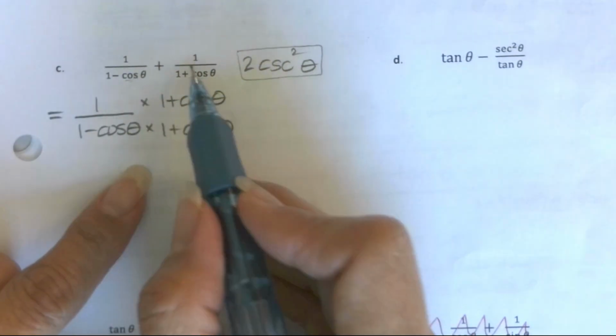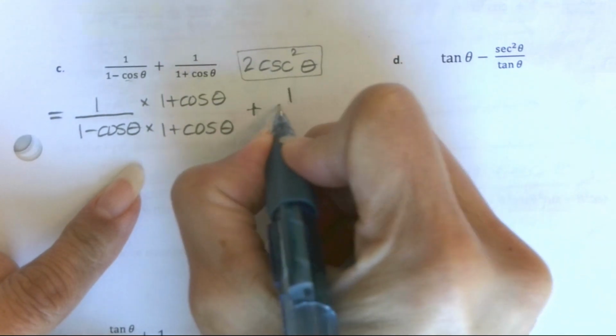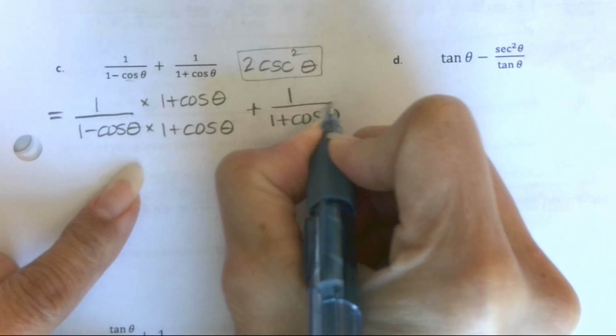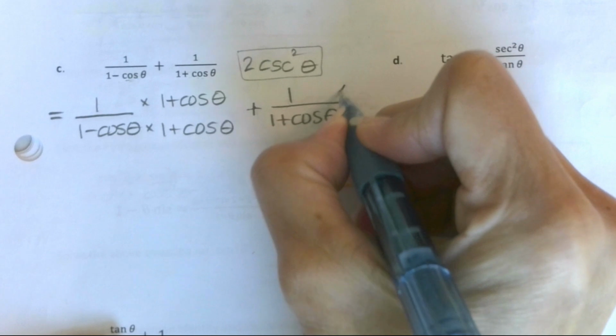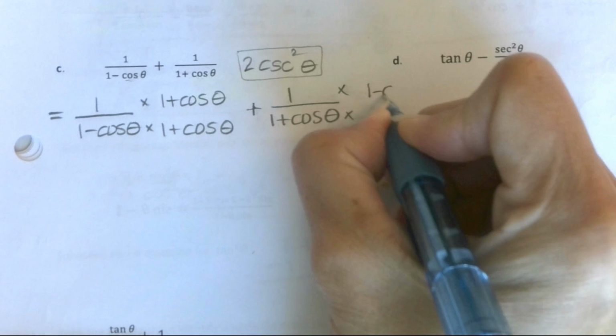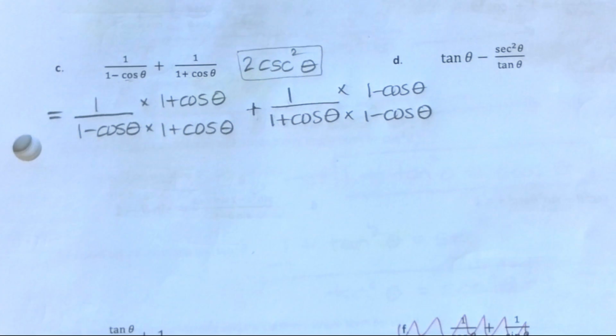All right. And then I'm going to write the next fraction plus 1 over 1 plus cosine theta. And I'm going to multiply top and bottom by what? 1 minus cosine theta. So when you have unlike denominators in trig, okay, find the lowest common multiple, and usually what you're doing is just multiplying your denominators by the other denominator. Okay, there was nothing we could have broken down, so that's what you're doing.